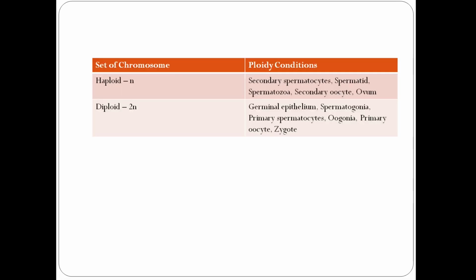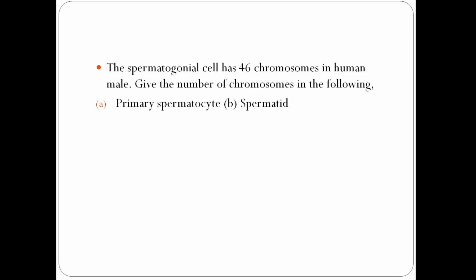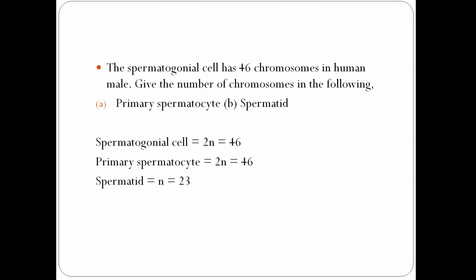Secondary spermatocytes, spermatid, spermatozoa, secondary oocyte, ovum, all are haploid. Germinal epithelium, spermatogonia, primary spermatocytes, oogonia, primary oocyte, zygote, all are diploid. The spermatogonial cell has 46 chromosomes in human male. Give the number of chromosomes in the following: primary spermatocyte and spermatid. So the spermatogonial cell is diploid, so it has 2n, that is 46 chromosomes. Primary spermatocyte is also diploid, so it will also have 46 chromosomes, and spermatid is haploid, so it has 2n by 2, that is 46 by 2, 23 chromosomes.